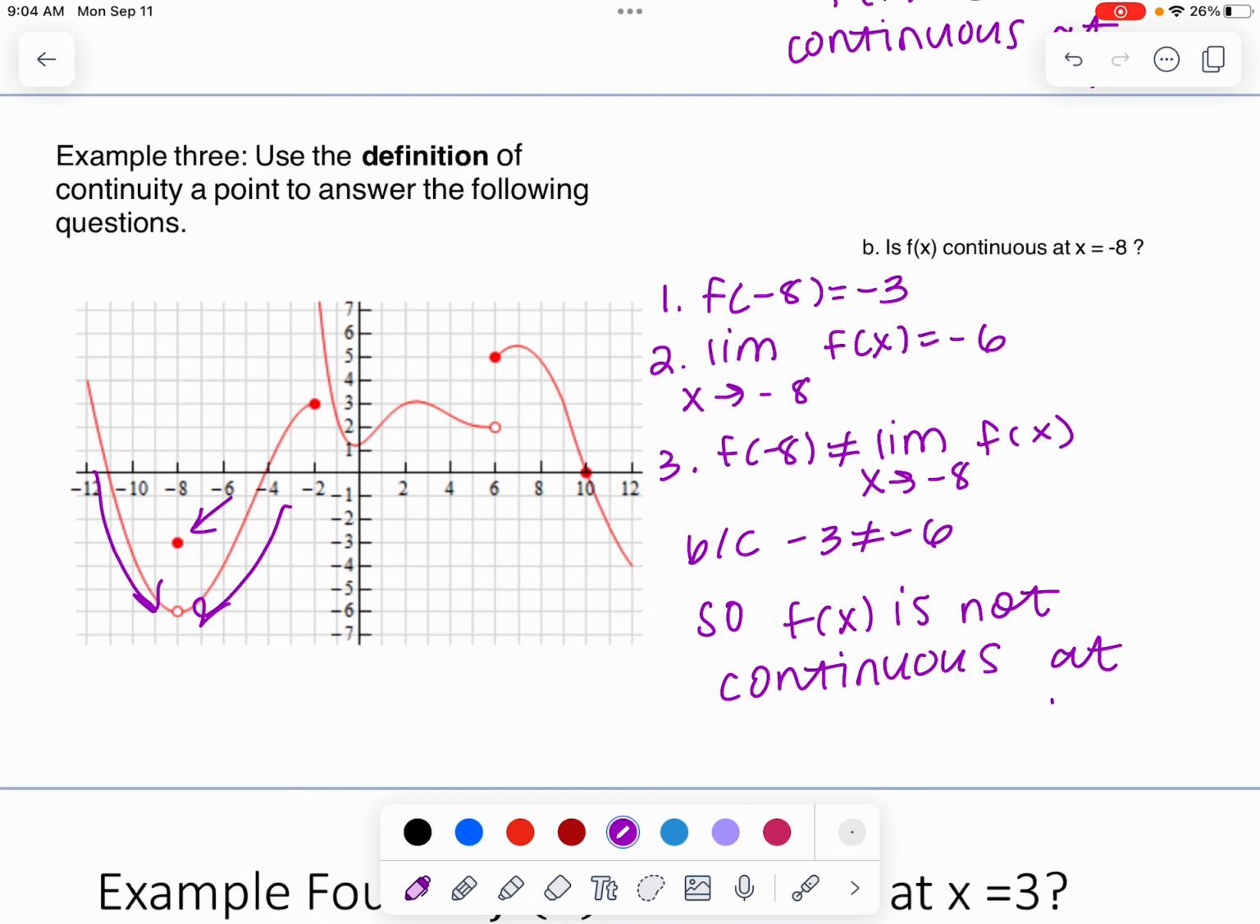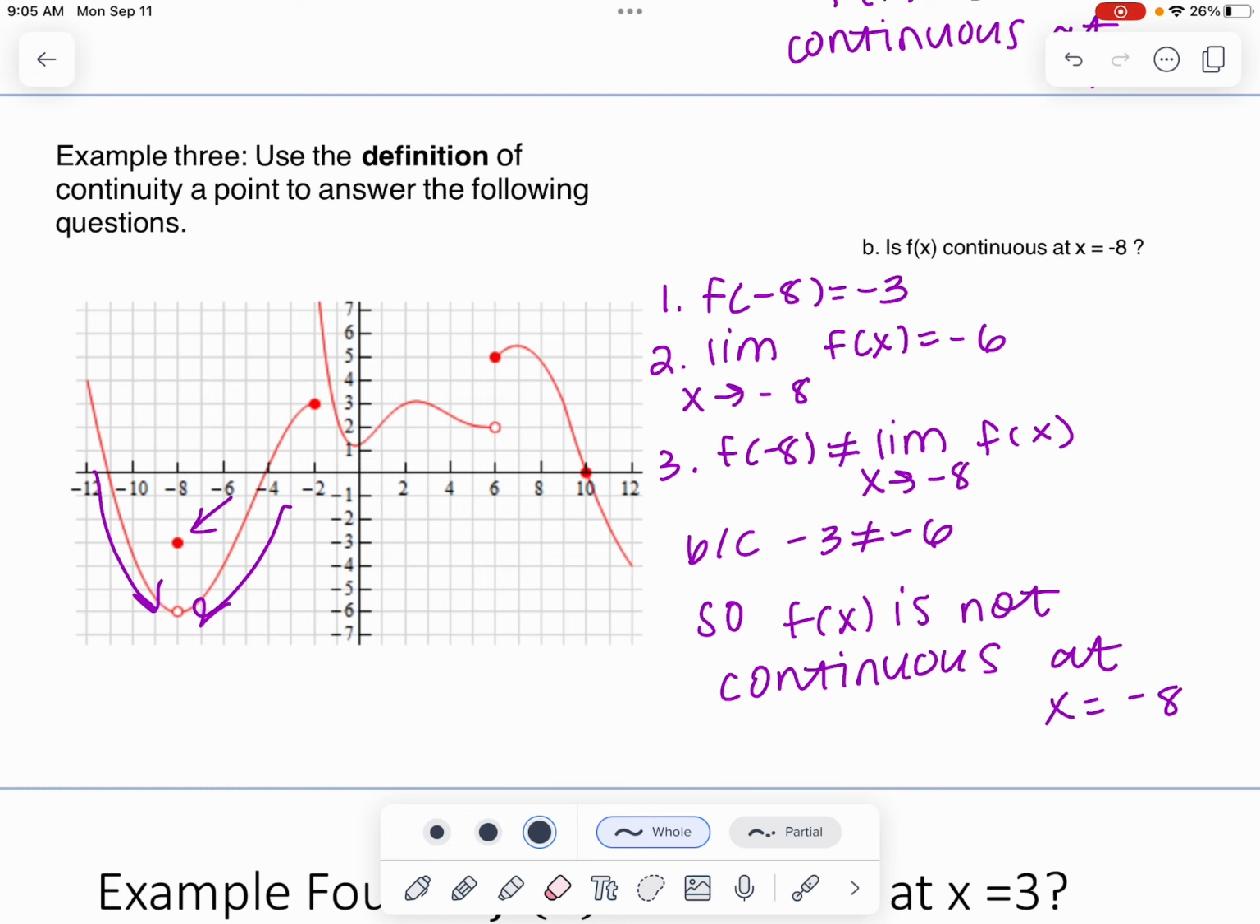at x equals -8. So this one is a removable discontinuity, and the reason a removable discontinuity is not continuous on a deeper level is that sometimes you're not even going to have this point right there. So it's either because the point doesn't exist or because the point and the limit aren't the same thing.